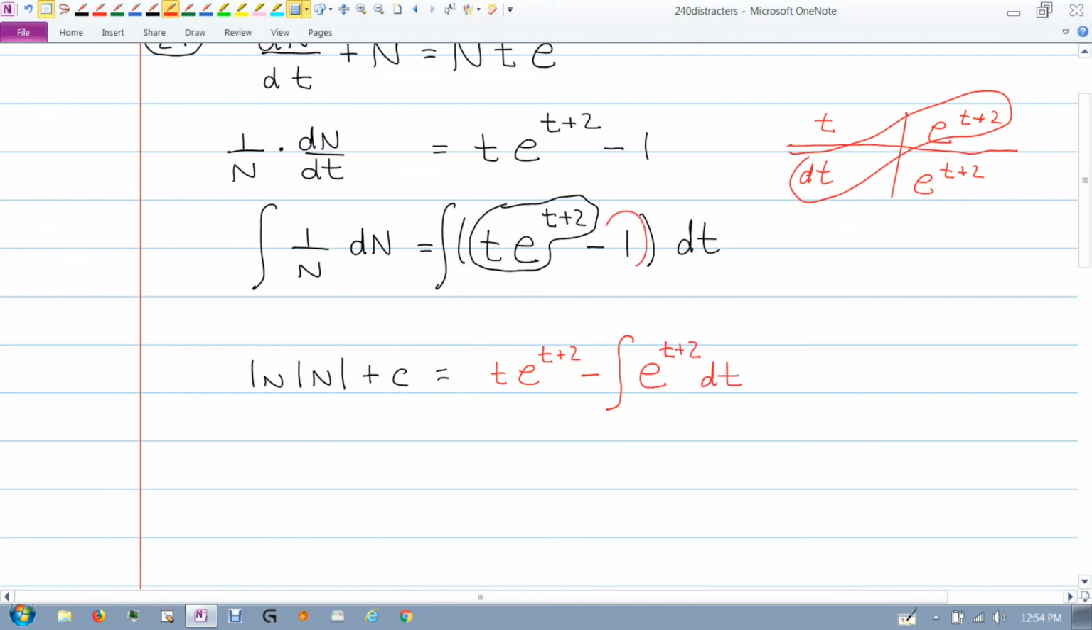dt. And then do not forget we had minus 1. We have to take the antiderivative. So minus t there. And then plus a constant, but I've already got that. Just remember that this right here is inside the integral. This is a separate piece. It's not inside the integral. So now we have equals t e to the t plus 2 minus itself e to the t plus 2 and then minus t. And then equals this side natural log of n plus c.